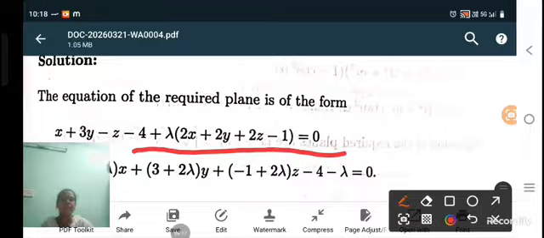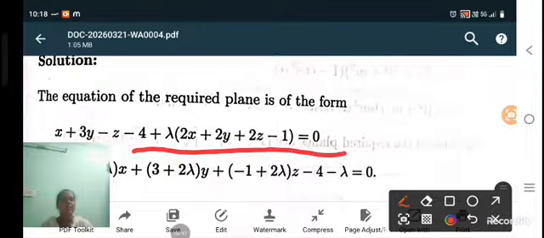Then applying the perpendicular condition, the required plane is perpendicular to x plus y minus 4 equal to 0. So the dot product of the normal vectors must be 0. The normal vector of the required plane is (1 plus 2 lambda, 3 plus 2 lambda, minus 1 plus 2 lambda), and the given plane's normal is (1, 1, minus 4).